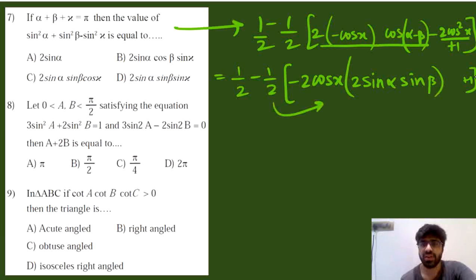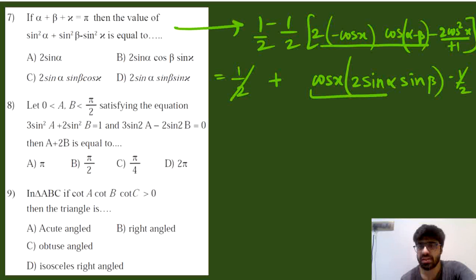Okay. Now expand this entire bracket with minus half. So the first term becomes simply plus cos x 2 sin alpha sin beta, and the last term becomes equal to minus half. It was plus 1 into minus half, so minus half. So these two terms get cancelled, and this is the final value, that is 2 times sin alpha sin beta cos x. And that's making option C your right answer for the 7th question.